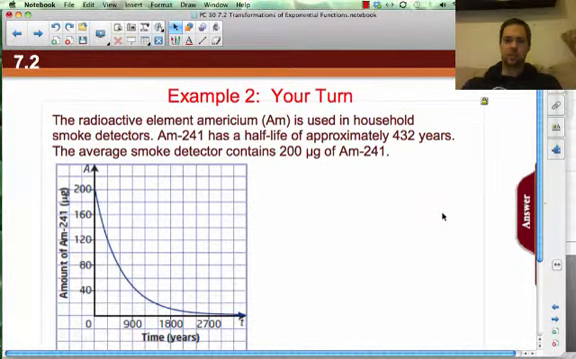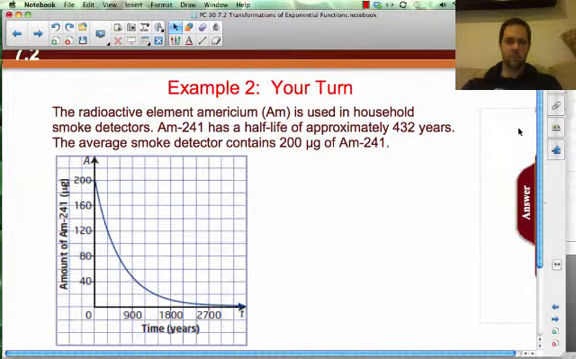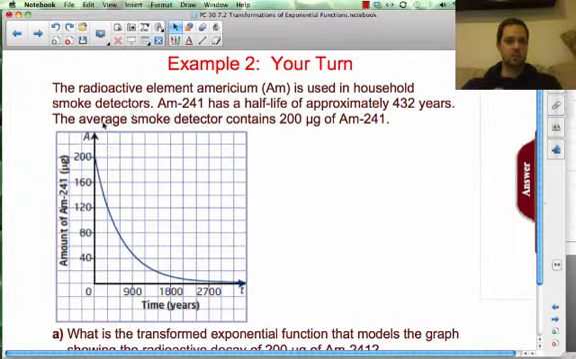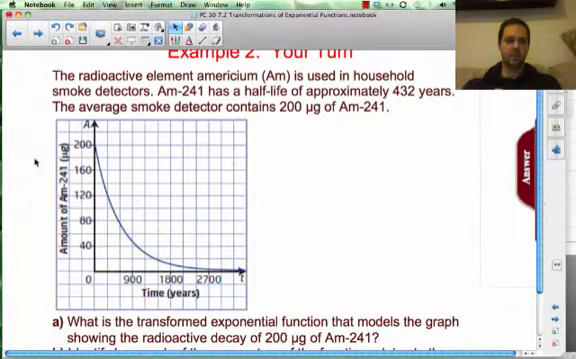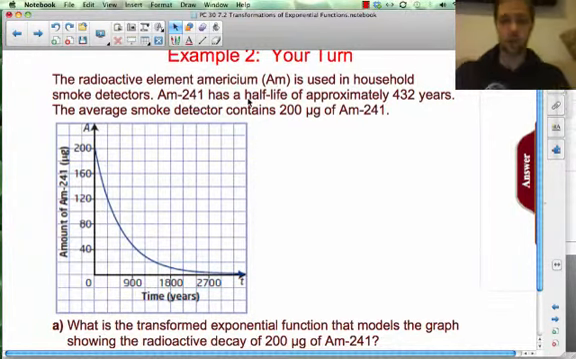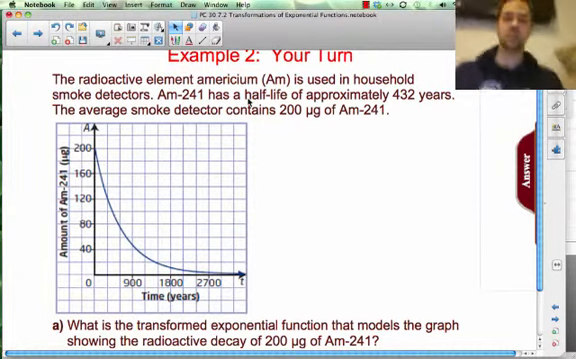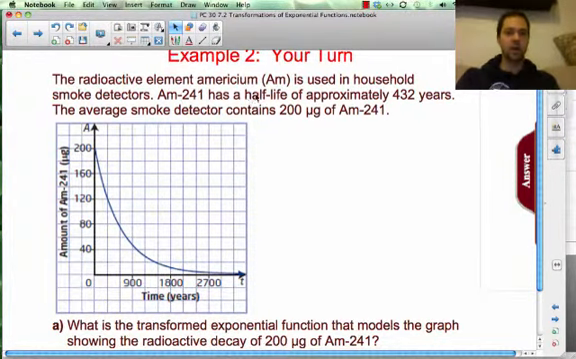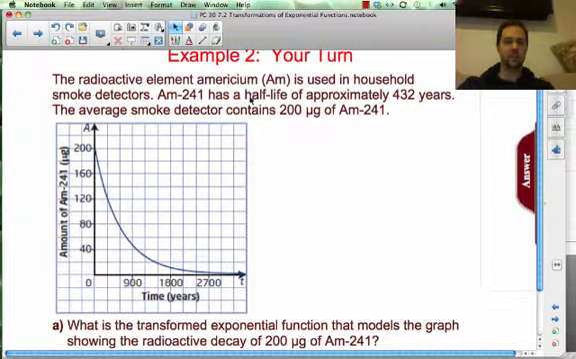Now, a second example, which involves a real life practical problem. It says the radioactive element americium is used in household smoke detectors. Americium-241 has a half-life of approximately 432 years. Let's keep this number in mind. It's going to become important, as well as these words, half-life.